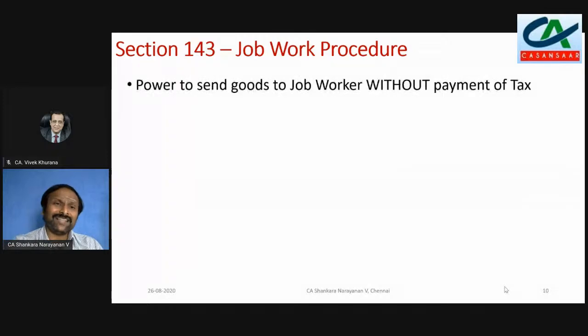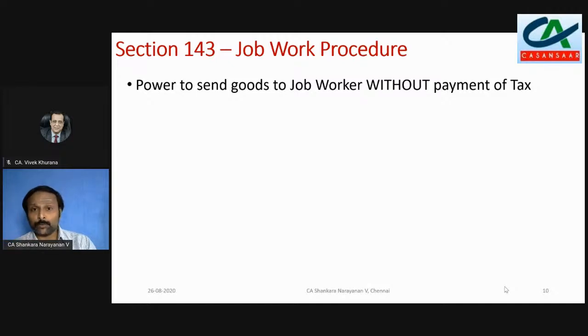Now, what is there in section 143? Section 143 is the one which empowers the principal to send the goods to the job worker without payment of tax. So whenever I am removing the goods from my premises, it is considered to be not used in the course or furtherance of my business. So there is a possibility that the officer can deem it to be a supply and ask me to pay GST. That deeming fiction is put on hold.